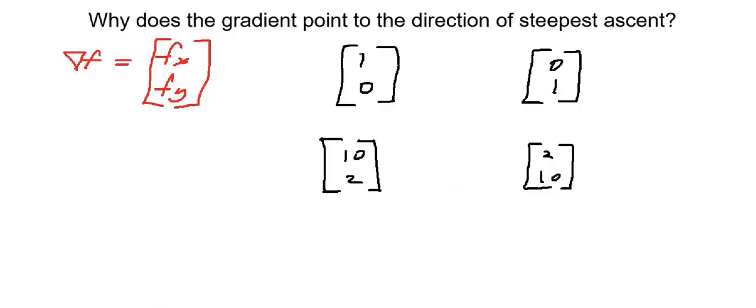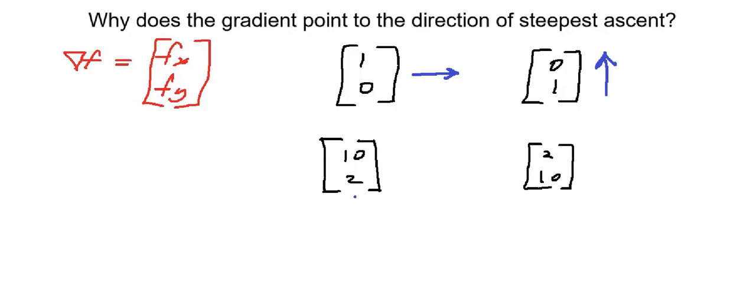So if you had a slope of 1 in the x direction and 0 slope in the y direction, well, this vector would go 1 in the x direction and 0 in the y direction. So it's pointing in the direction of the heaviest slope. Same thing here. If we had this slope in the y direction and 0 slope in the x direction, well, then we're going to end up with a vector going like this. So it's pointing in the direction of steepest ascent.